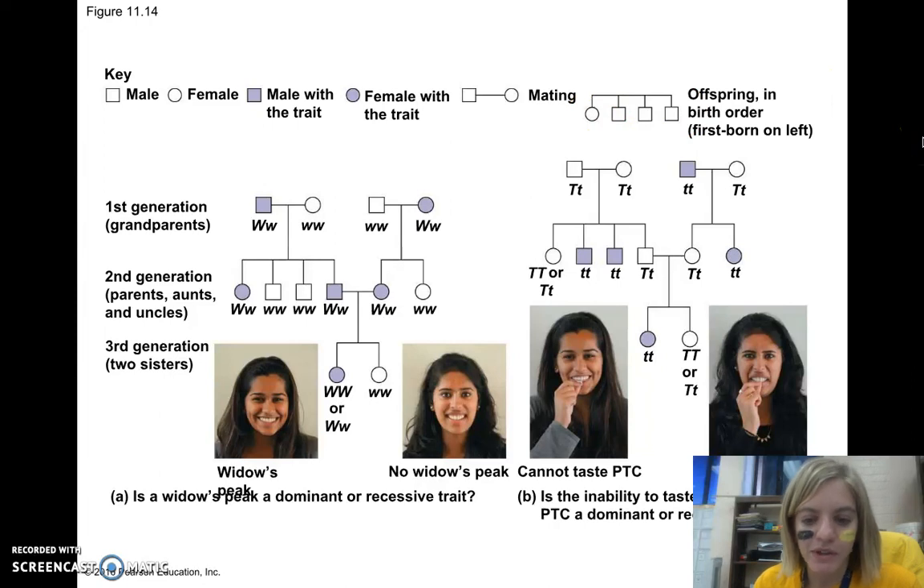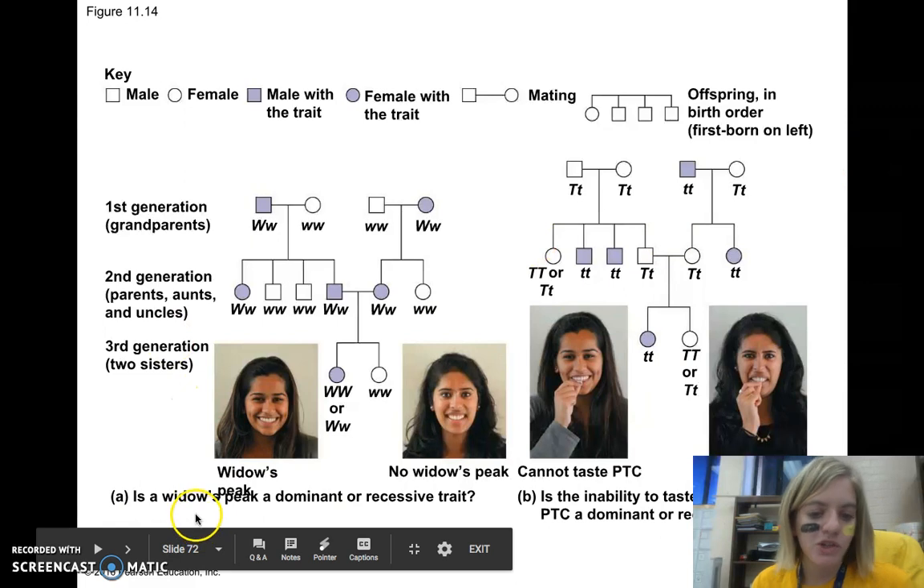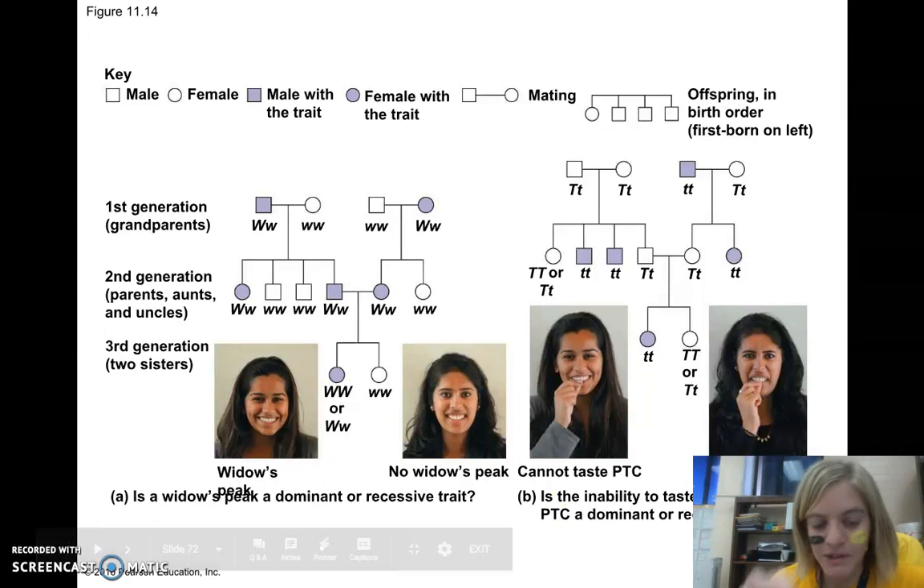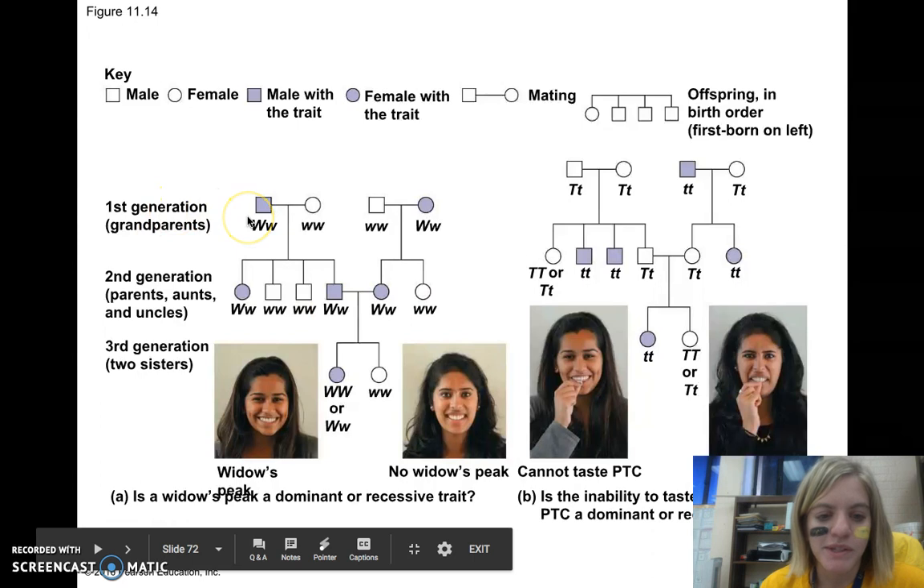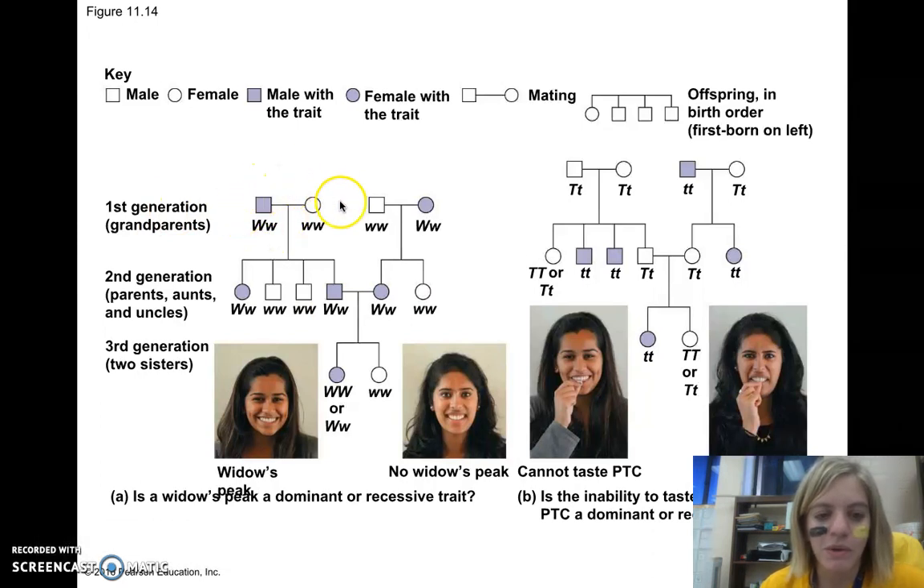So these pedigrees show two examples, one for the widow's peak trait and one for the ability to taste PTC, which is kind of a bitter taste. So the widow's peak, we first took a look at the grandparents, and we saw that one of the grandparents, the grandfather, had the widow's peak while the grandmother did not. And then we observed that out of their children, they had one with widow's peak, two without, and then another one who was a male.